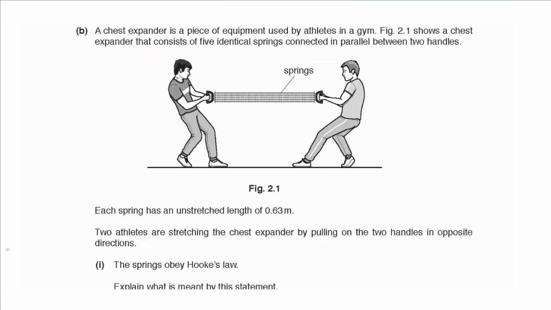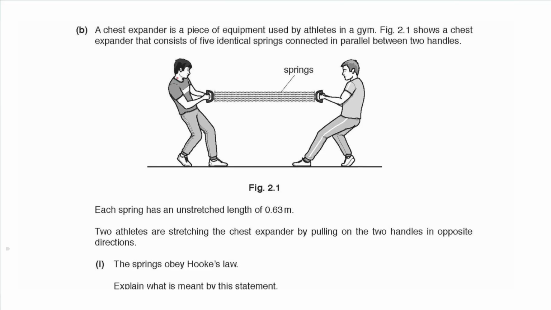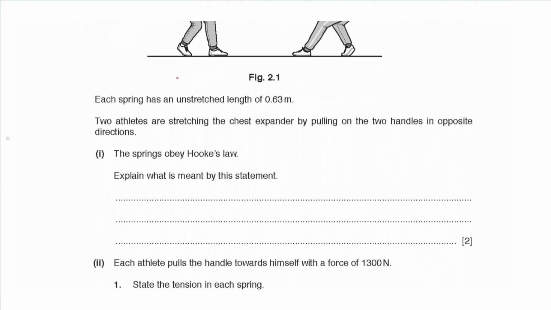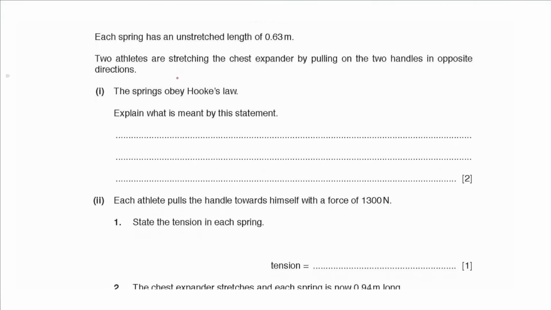Part B says a chest expander is a piece of equipment used by athletes in a gym. Figure 2.1 shows a chest expander that consists of 5 identical springs connected in parallel between two handles. Each spring has an unstretched length of 0.63 meters. Two athletes are stretching the chest expander by pulling on the two handles in opposite directions.